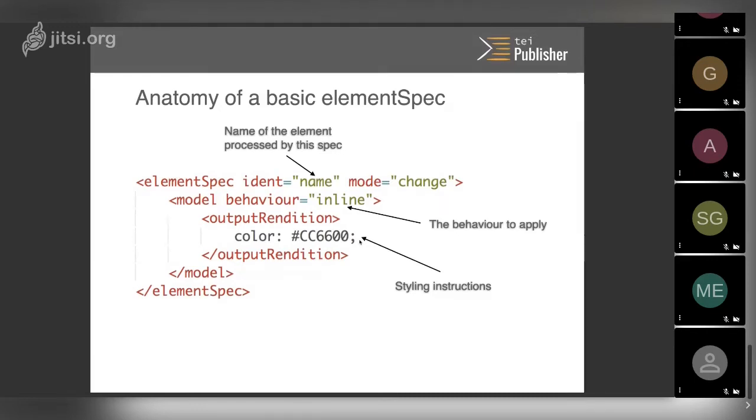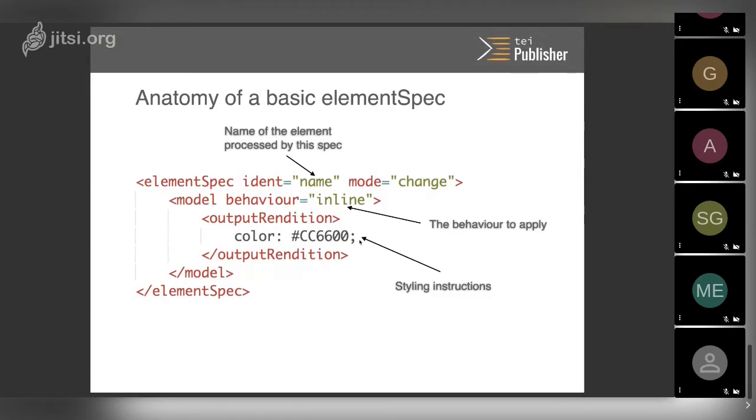If you prefer to work with XML and angle brackets, that's the way you do it. But as I said, TEI Publisher provides this form-based interface, which makes things easier, in particular if your ODD becomes larger. If you have, say, 50 different rules in your ODD, then searching for a given rule with find and then ident equals name takes time. The form-based editor makes this simpler.